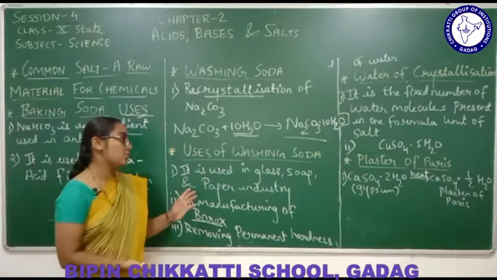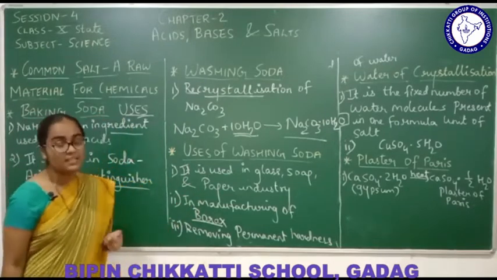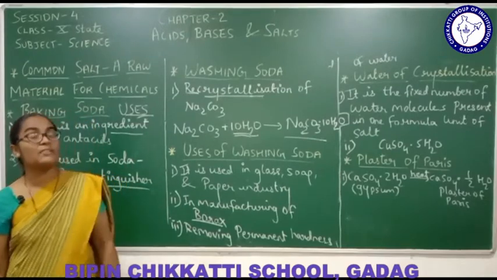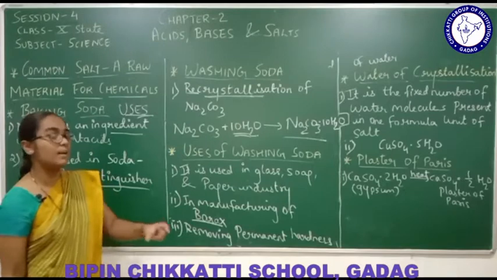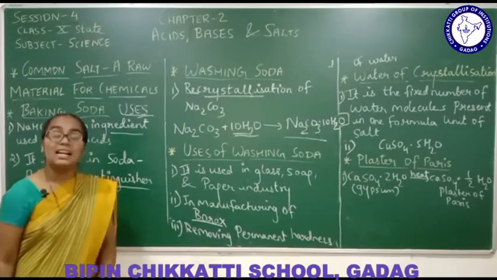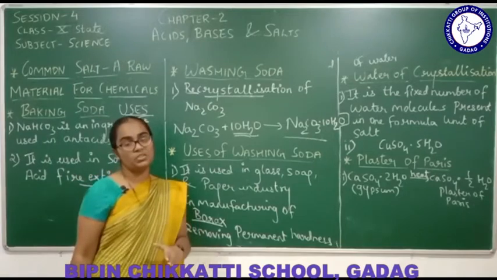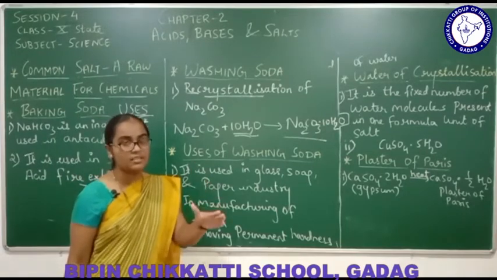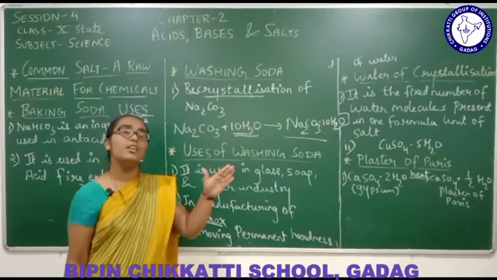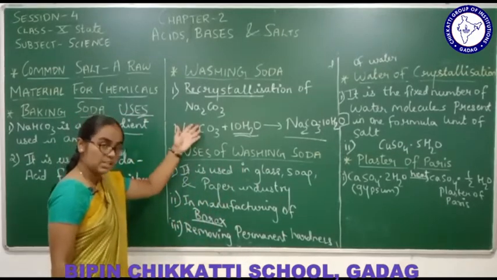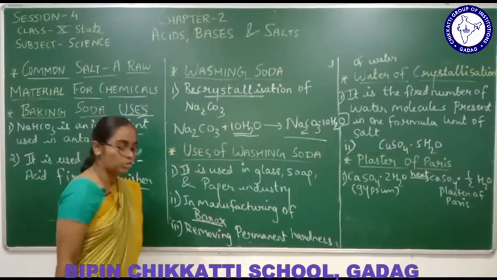Okay, now the first use is in the glass, paper as well as soap industry. Apart from that, it is used in manufacturing of a sodium compound called borax, as well as in removing the permanent hardness of water. So in order to convert that hard water into soft water, washing soda is used over there. Okay, so that was all about the production and the uses of washing soda.